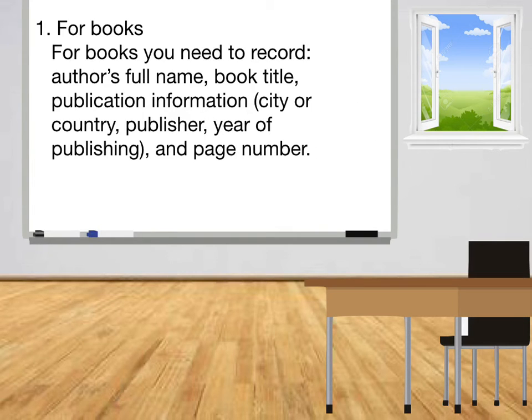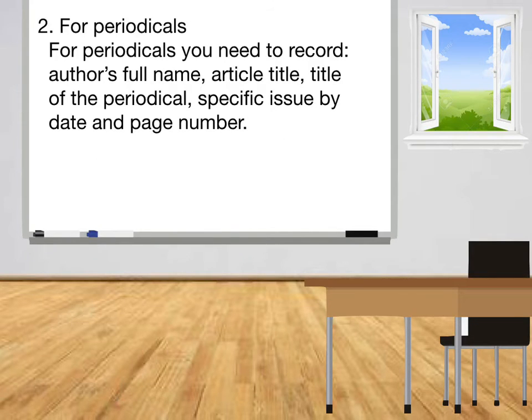Recording information for books. For books, you need to record author's full name, book title, publication information like city or country, publisher, year of publishing, and page number. For periodicals, you need to record author's full name, article title, title of the periodical, specific issue by date, and page number.